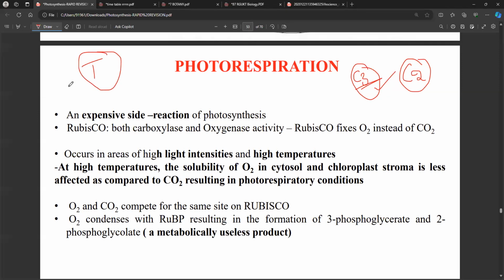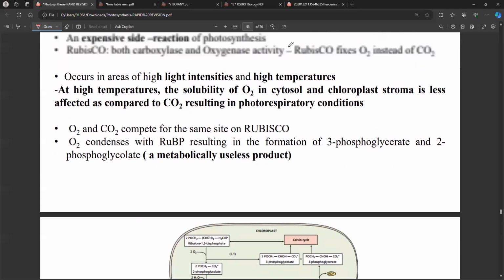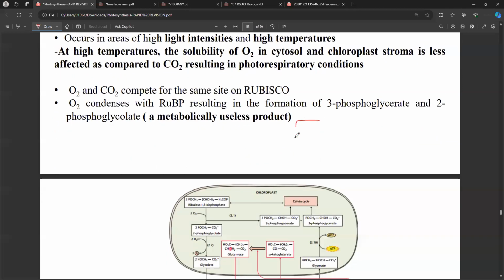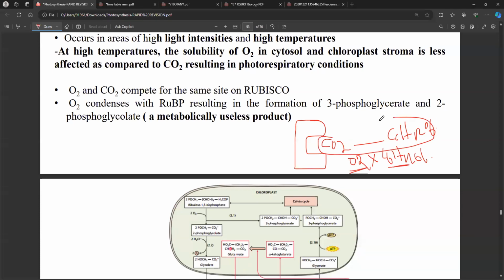Now listen. Why did I use the word expensive reaction? Why did I use the word waste reaction? Listen, all the students understand, this is a crucial one. The ultimate goal of the enzyme is to fix carbon into glucose, because the plant has to reduce only carbon into glucose. Why would the plant reduce oxygen into glucose? That is not even possible.